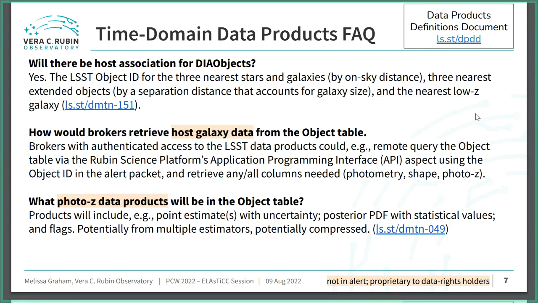With the object IDs for those nearby things, you can then query the object table and get the PhotoZs. The PhotoZ data products do include a point estimate and uncertainty, but also the full posteriors. Brokers, really any data rights holder, are free to use those PhotoZs. So that's how we're expecting brokers to use this host association data, get the PhotoZ data, and use it.